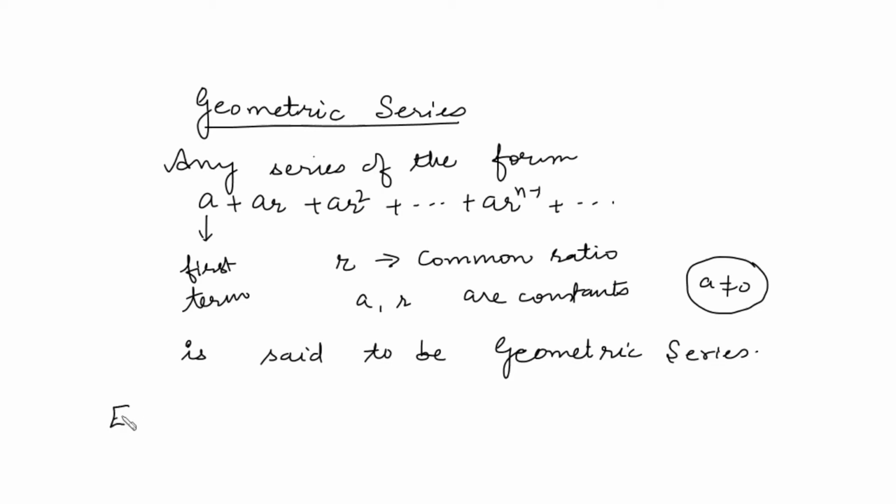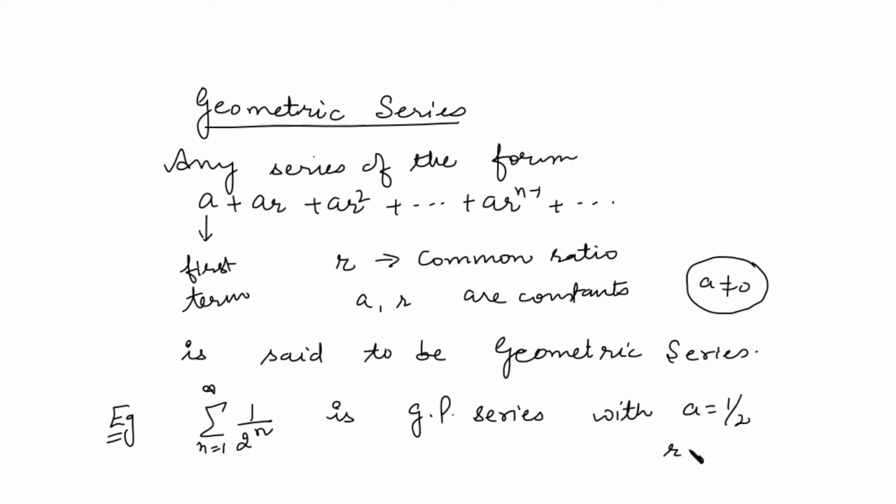For example, a series of the form 1 over 2 to the power n, where n varies from 1 to infinity, is a geometric series with the first term as half and the common ratio as half. So once again, any series of this form is said to be geometric where a is the first term, r is the common ratio, both these are constants, and a should be non-zero.